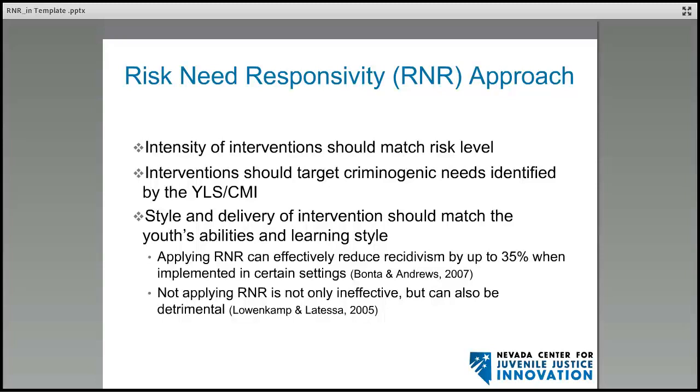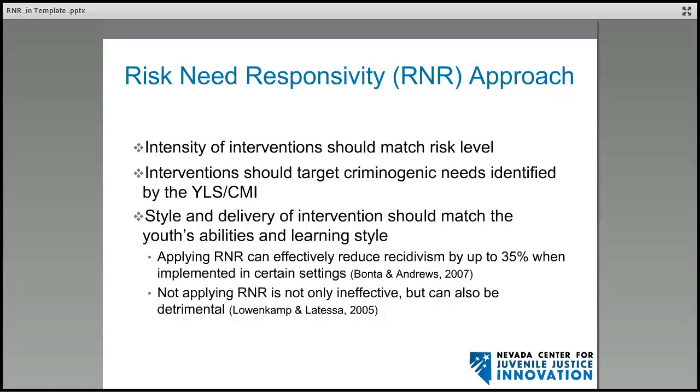Research shows us that applying the concepts of risk-need responsivity can effectively reduce recidivism by up to 35% when implemented in certain settings. Furthermore, research has shown us that not applying risk-need responsivity principles in service delivery is not only ineffective, but can also be detrimental to youth treatment outcomes.